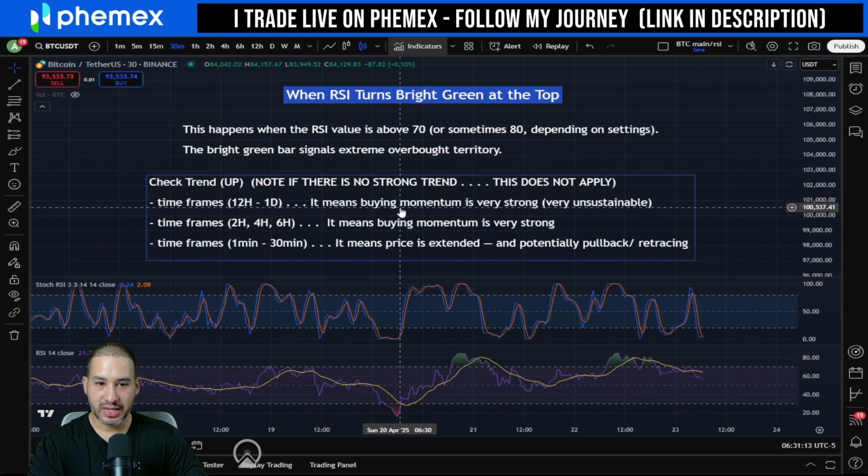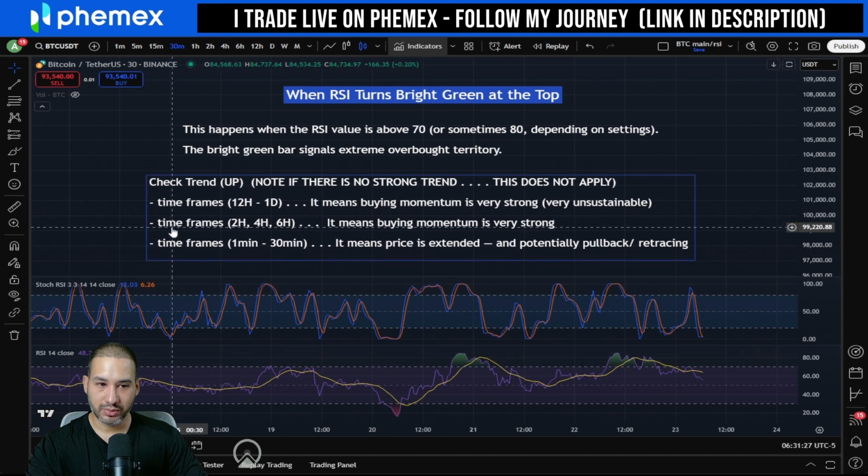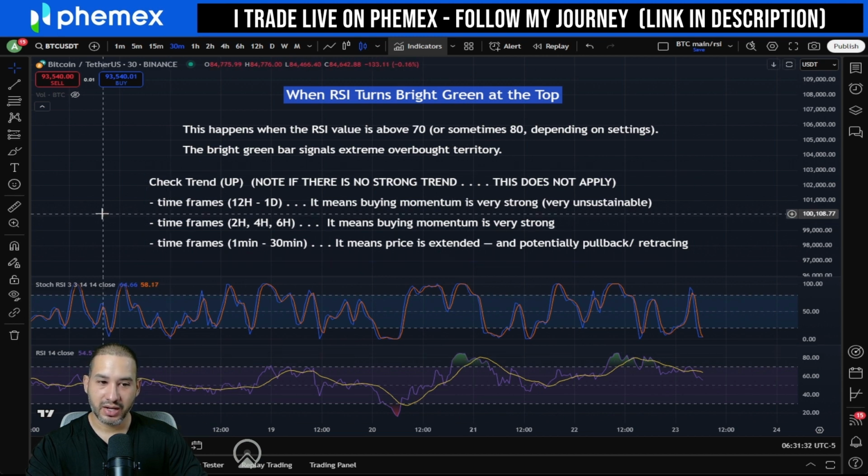Okay, so when looking at the 12-hour daily and seeing the signal pop up that we're extremely overbought, what it means is that buying momentum is very strong and it's usually very unsustainable. So if we're seeing signs of being overbought on the 12-hour and daily, it means that the lower time frames, like from the 6, the 4, the 2, all the way down to the 15, they've already had their period of time of being in an overbought state. And now that we're seeing it on the 12-hour daily, it's likely that we need to retrace or reverse.